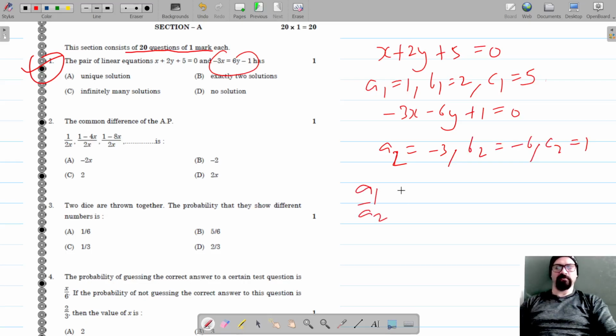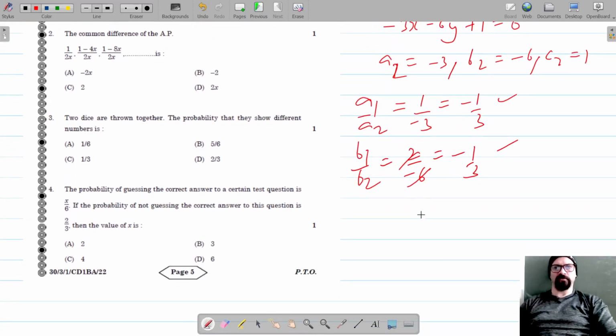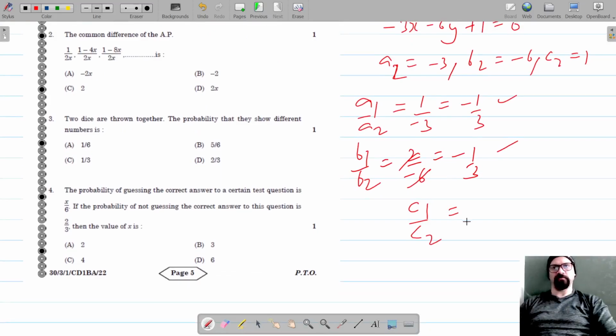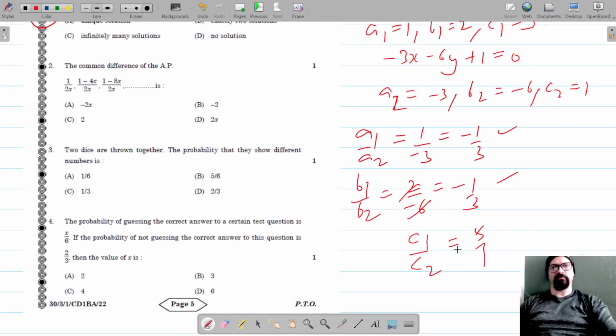If we compare the coefficients, A1 upon A2 is 1 upon minus 3, which is minus 1 by 3. And B1 upon B2 is equal to 2 by minus 6, which is minus 1 by 3. So A1 upon A2 is equal to B1 upon B2, and let's calculate C1 upon C2. So C1 upon C2 is 5 by 1.